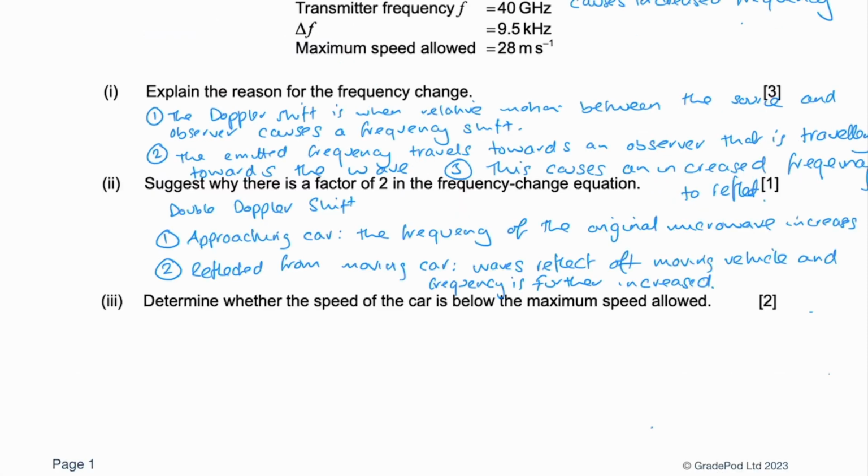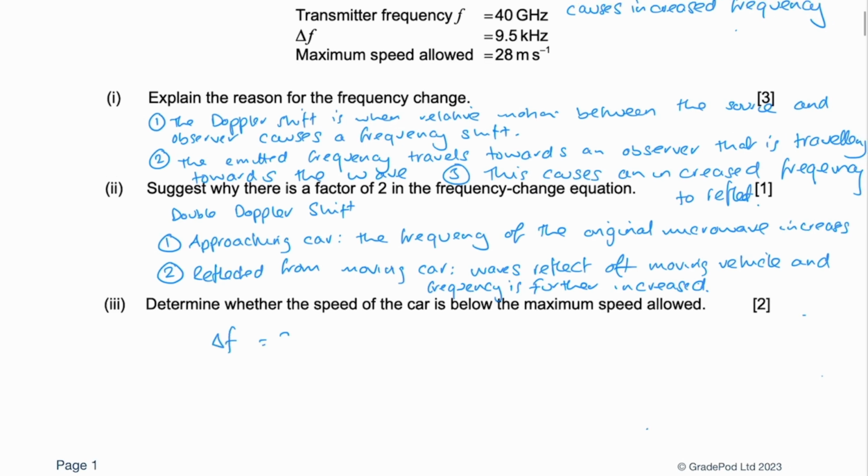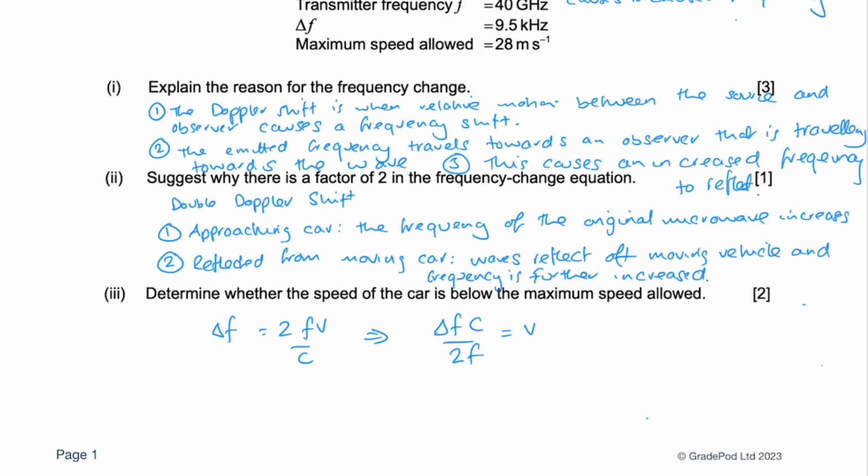3. Determine whether the speed of the car is below the maximum speed allowed. Delta f equals 2fv over c. Let's rearrange for v. Delta f c over 2f equals v. Let's pop in all the data. 9.5 times 10 to the 3 times the speed of the wave, which is an electromagnetic wave, so it's 3 times 10 to the 8 meters per second. 2 times the frequency, which is 40 times 10 to the 9, and that gives us 35.6 meters per second.